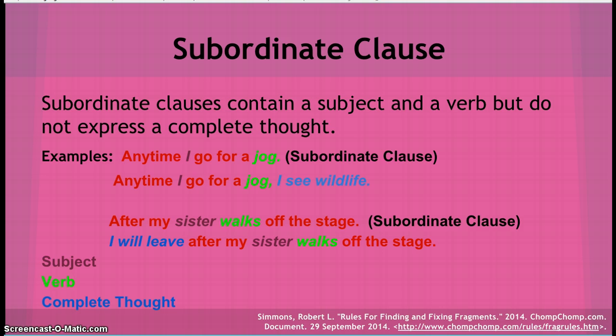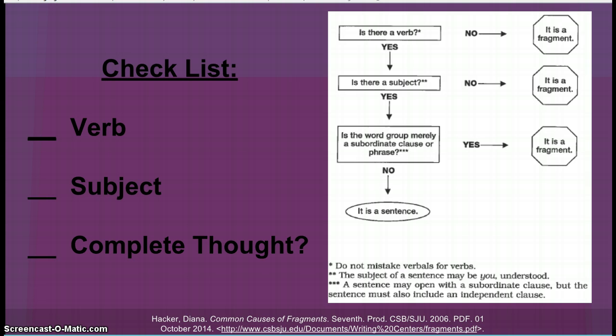After my sister walks off the stage. I will leave after my sister walks off the stage. This is again a proper sentence with a subject, a verb, and a complete thought. This is a great visual web that shows the basic questions to ask to determine if your sentence is fragmented or not. This is also a checklist of the 3 most essential parts of any sentence: a verb, a subject, and a complete thought.